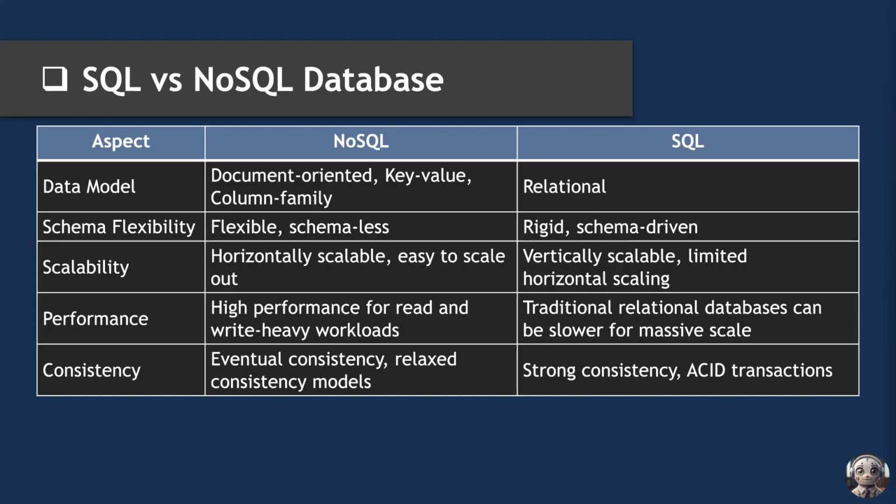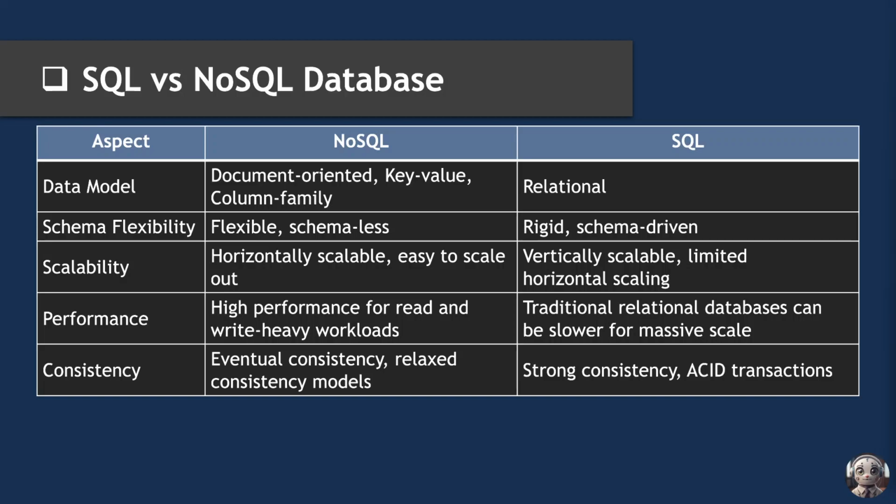Next aspect is scalability. NoSQL databases are designed to scale horizontally, meaning they can easily handle increasing loads by adding more servers to the database cluster. This makes them well-suited for applications with growing data volumes and high traffic. SQL databases, on the other hand, typically scale vertically, which means increasing the resources, such as CPU, memory, or storage, of a single server. While vertical scaling can be effective to a certain extent, it may become cost-prohibitive or reach hardware limitations as the database grows.